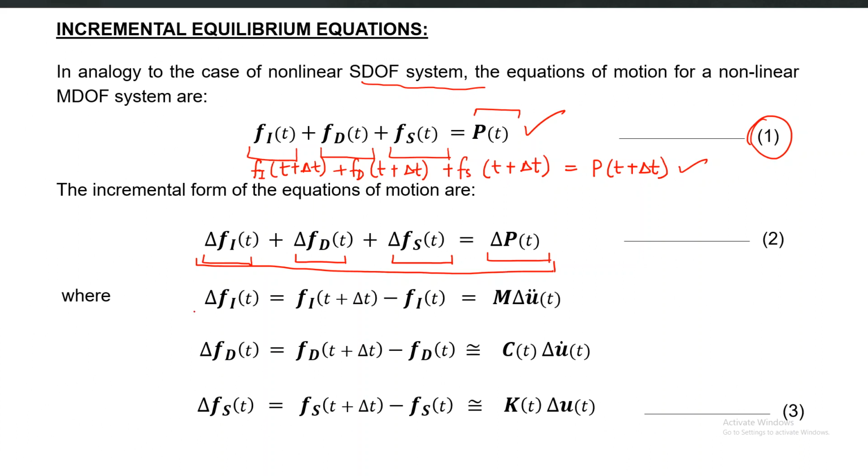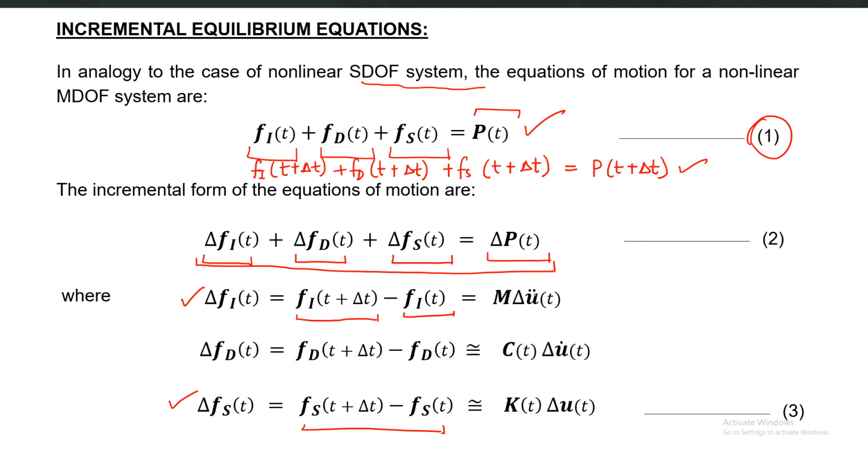And delta Fi is in fact equal to the inertial force at time t plus delta t minus the inertial force at time t. Similarly, the change in damping force would be Fd at t plus delta t minus Fd at t. And same as the elastic restoring force, delta Fs will be defined as Fs at t plus delta t minus Fs at time t.